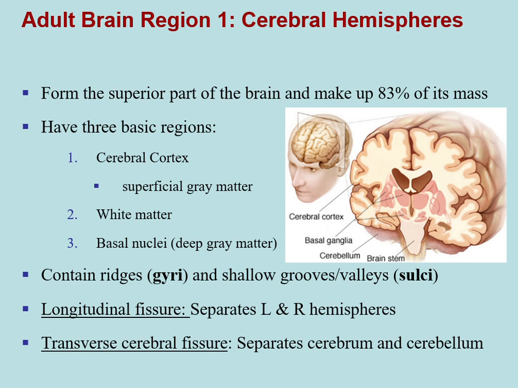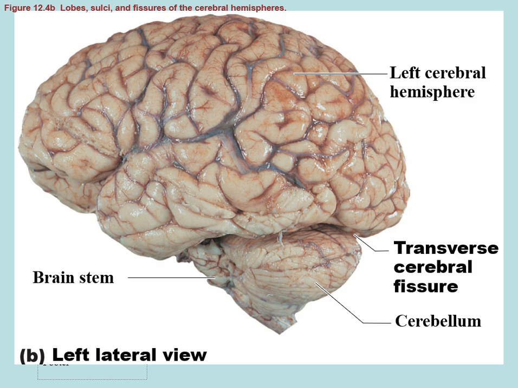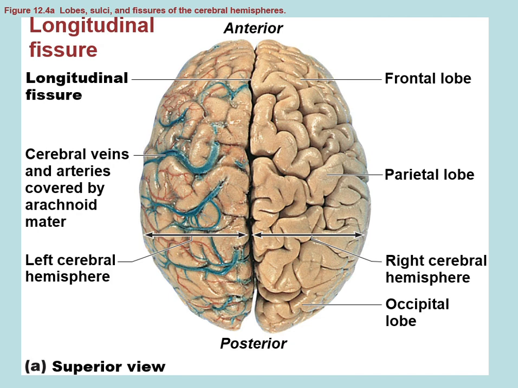The 2 hemispheres are also separated by a longitudinal fissure, so again that separates the left and right hemispheres, and these hemispheres are actually only connected by a small piece of transverse white matter called the corpus callosum. There's also a transverse cerebral fissure, which is a space or indentation that separates the cerebrum and the cerebellum. Here you can see the transverse cerebral fissure, and here you can see the longitudinal fissure.